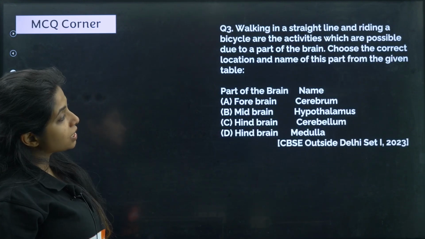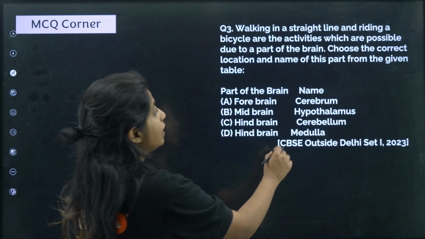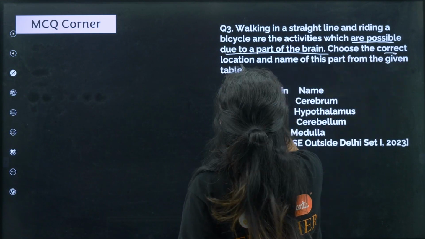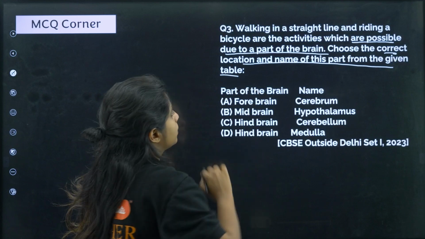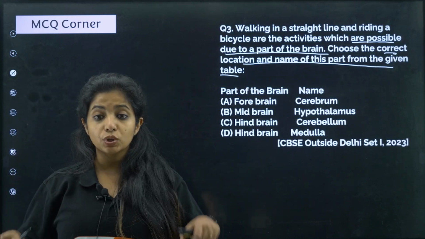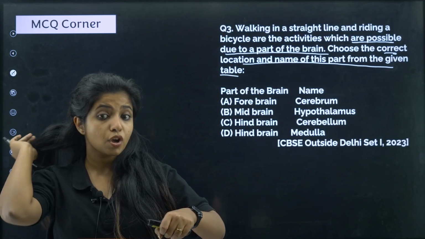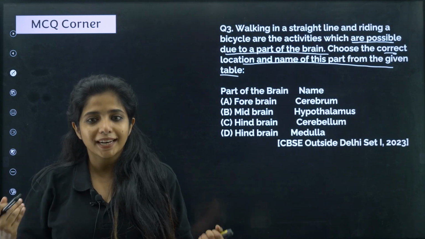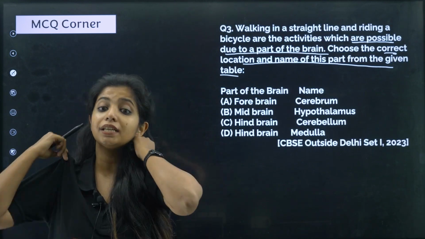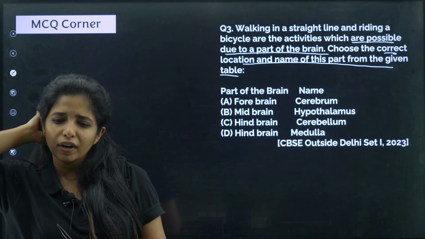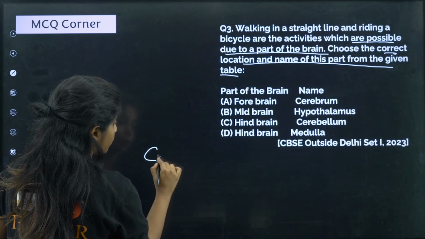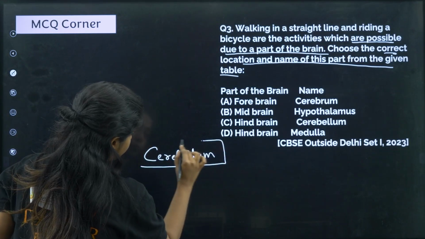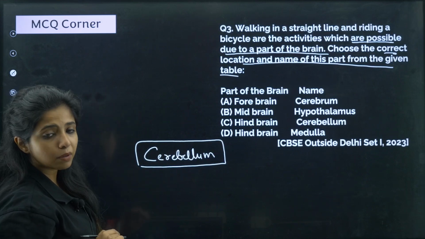Now, walking in a straight line, riding a bicycle are the activities which are possible due to the part of the brain. Choose the correct location and name of this part of the brain. So basically, walking in a straight line, that means we are talking about balance, or basically riding a bicycle, again balance, and you are able to maintain the balance in your body with the help of a very important component which is known as cerebellum. How do I remember it always?